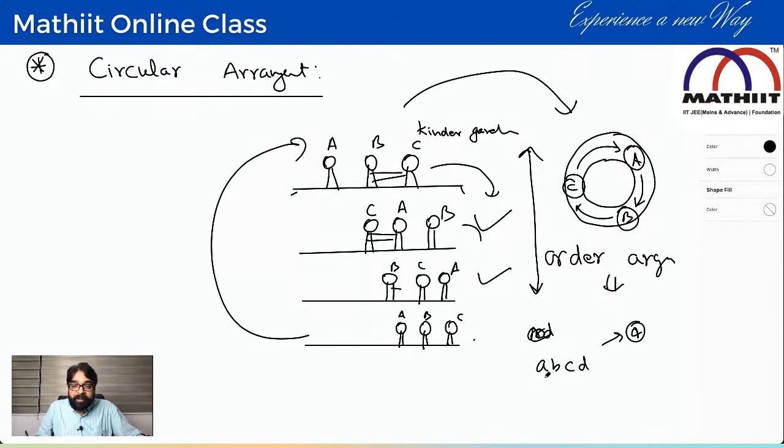Did you understand? The first is A, B, C, D. And next will be what? This A, B, C will go here, D, A, B, C. Next, this C will come here, C, D, A, B. This is called the order arrangement. Next, this D will come here, this B will come here, and so on. So a total of 4 arrangements will be there. Is the order arrangement clear to everybody? For any number of objects, the order arrangements equal the number of objects. That's all.